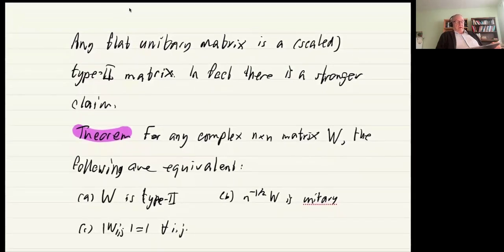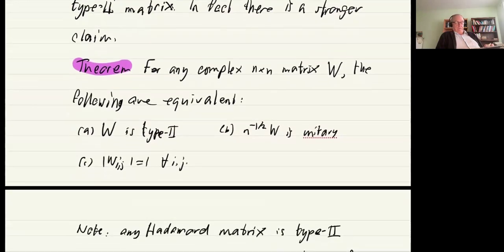As I've mentioned a couple of times already, any flat unitary matrix is, up to scaling, a type 2 matrix. Now, if U is a unitary matrix, you get UU star equals the identity, and we want U times U Schur inverse transpose to be n times the identity. So now, if you've got a flat complex matrix, then the complex conjugate is the Schur inverse. Okay, and so because of that, you have the following result.